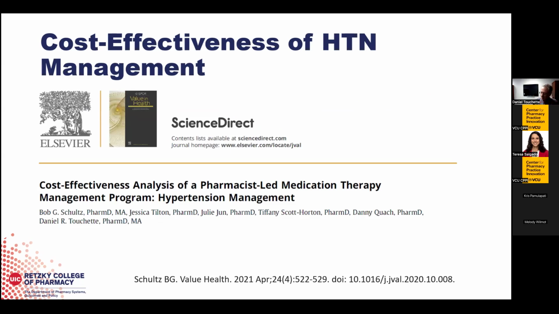All right, so now I'm going to talk about the two studies that we conducted, the two publications that we have evaluating longer-term outcomes related to the benefits that we saw, the reduction in hemoglobin A1C and the improvement in blood pressure. I'm going to start out with the hypertension evaluation that we did. We did this one first because it was easier to model than the diabetes one was. So here are the authors of that publication, which was published in Value in Health in 2021.